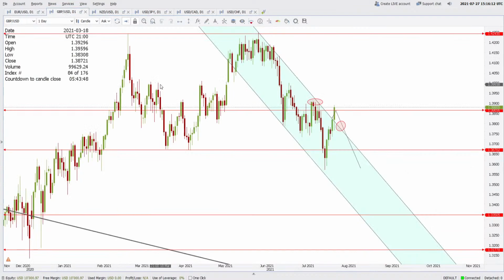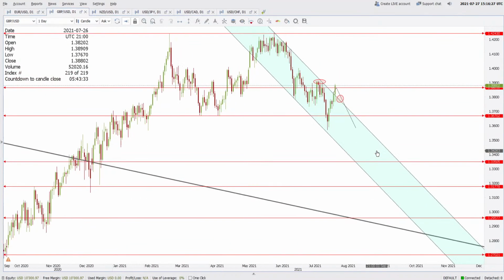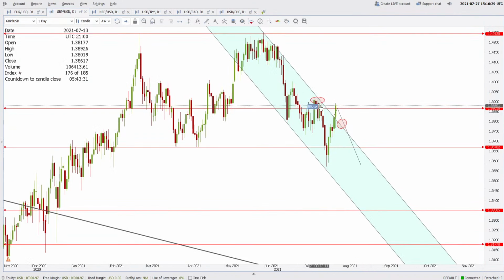Now moving on to the Great Britain pound. Yesterday we were talking about this and we said that there is a possibility that the 1.3865 region may act as a good resistance for the price on a daily closing basis. Why I was saying so, you might have realized by now. This area here was a resistance, and this area here was a support for the price so many times. So I was expecting this price to act as a resistance.